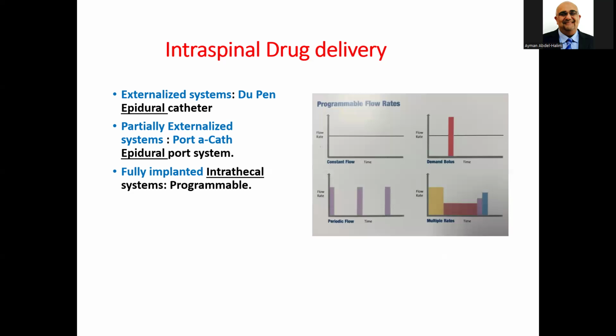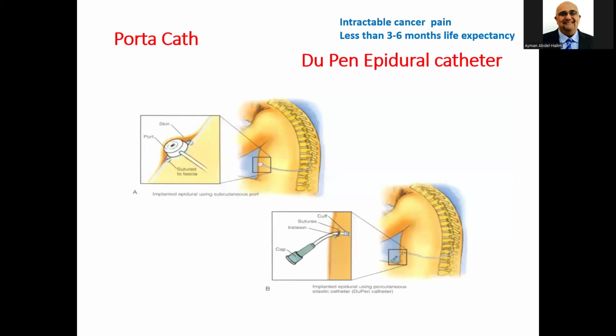Now, these systems are very sophisticated, and they can provide the patient with different types of flows. It can give you constant flow, it can give you demand boluses, it can give you a periodic flow, and you can program it to multiple rates, which translates to a lot of flexibility for different patients. And of course, it's reflected in the price of these machines as well.